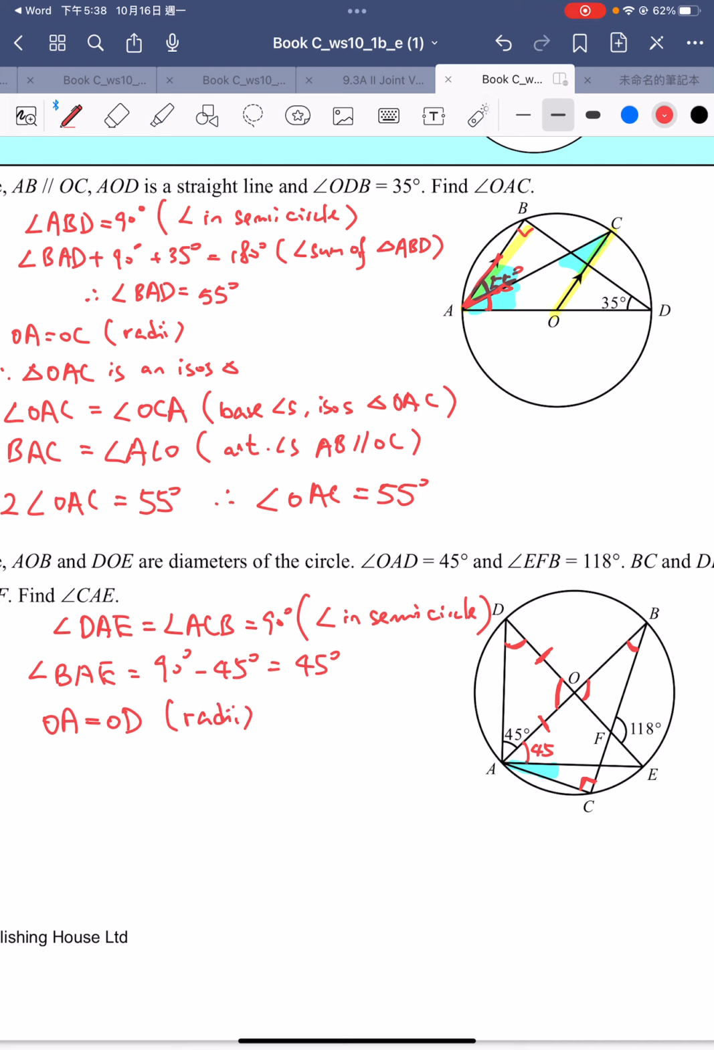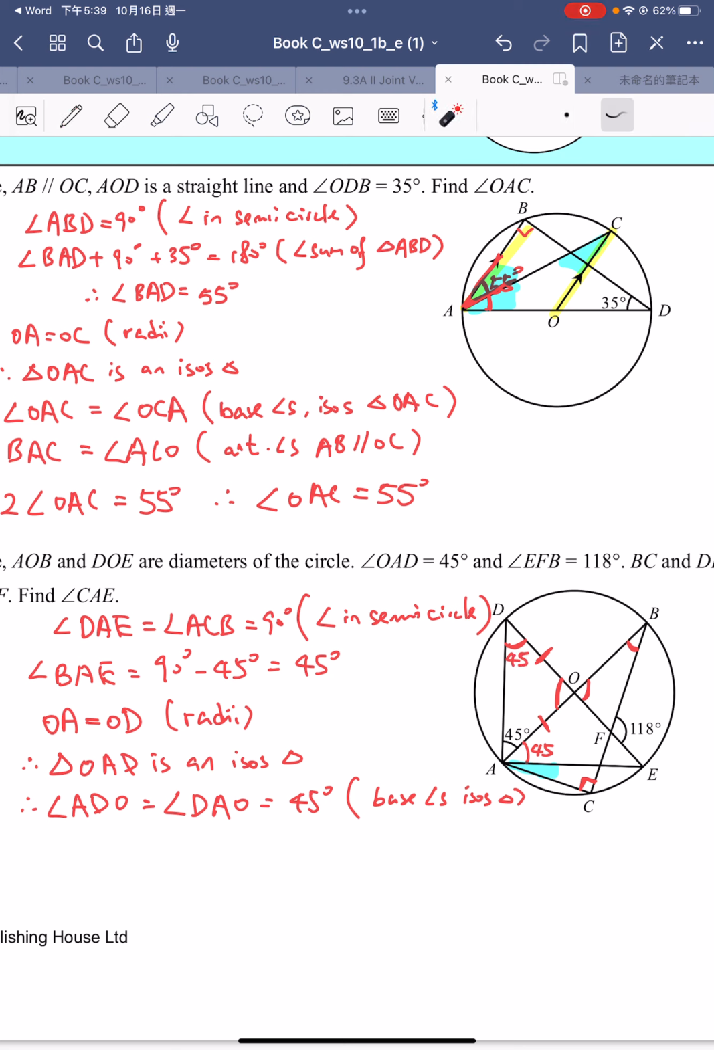So now we can say that the triangle OAD is an isosceles triangle. So now we can say these two angles are actually the base angles. So we have the angle ADO is equal to the angle DAO is equal to 45 degrees. The reason for that is the base angles of an isosceles triangle. So now we find out the angle ADO is 45 degrees.